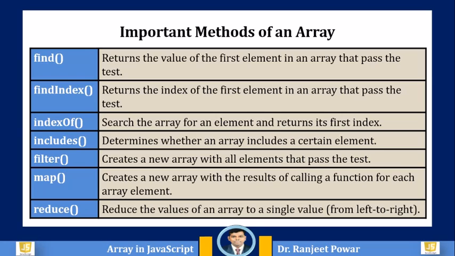The next is the filter method. The find method looks for the single element that makes the function return true. If there may be many, we can use the filter method. The syntax is similar to find, but filter returns an array of all matching elements.